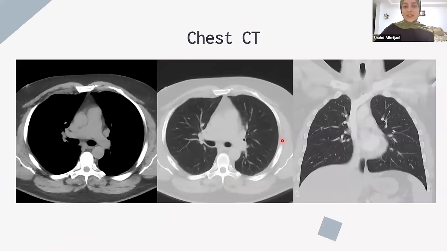Okay, just CT. So remember what we said about windows? Now, can you tell me which window is this? First image.